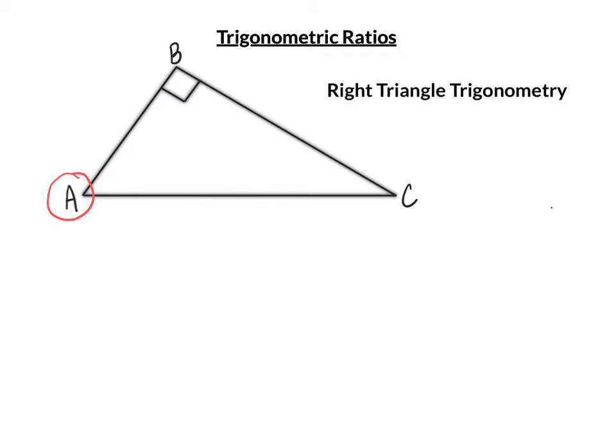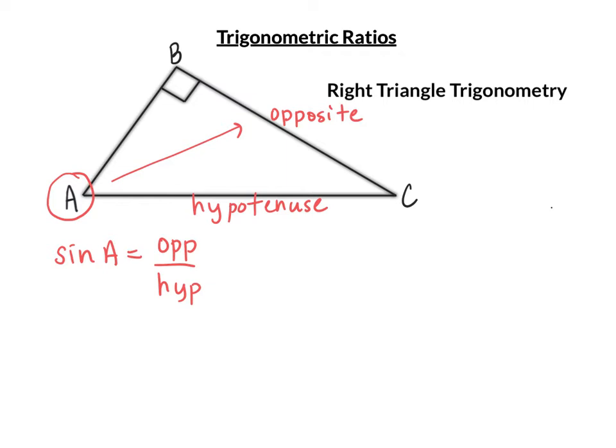There are 6 of them. We're only going to take a look at 3. The first one is sine. We shorten that to 3 letters. It's not sin, it's sine. And the sine of angle A is the opposite over the hypotenuse, or the length BC over AC.